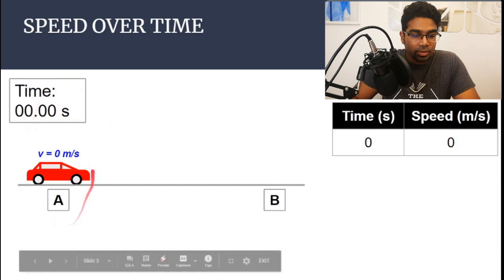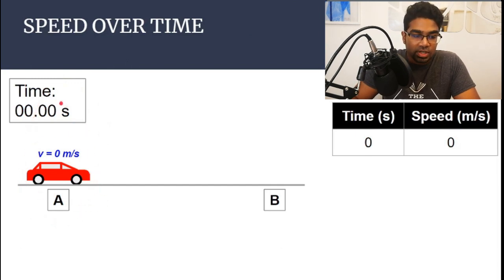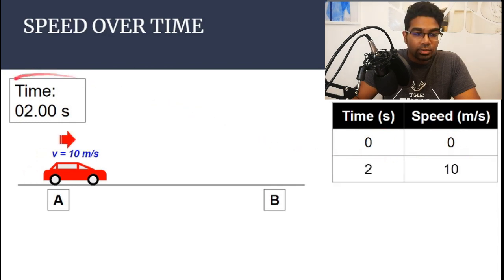So let's look at the motion of this car. At 0 seconds, at the start of the journey, the car is at A and it is not moving. So the speed here is 0. So at time 0 we write speed equals 0. And then at 2 seconds, the car has started moving and is moving at a speed of 10 meters per second. So at 2 seconds, the speed is 10 meters per second.